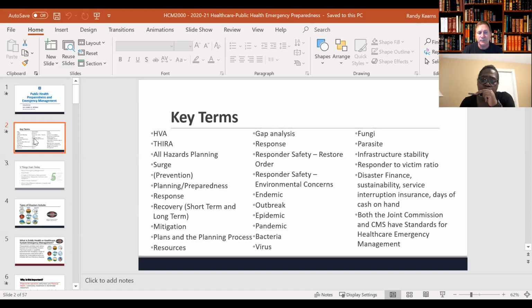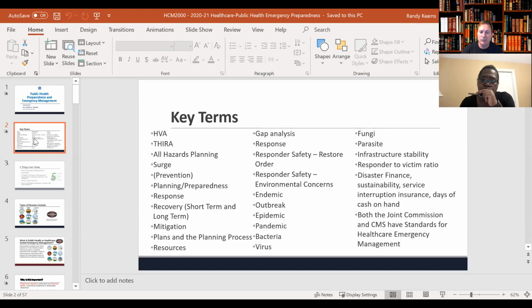Right now, and that is surge. And what I mean by surge is a term that we use when we have more patients than we have space to put them in or people to take care of them. And so we look for ways that we can build on our surge capacity or expand on surge capacity, or do what's called surge planning.